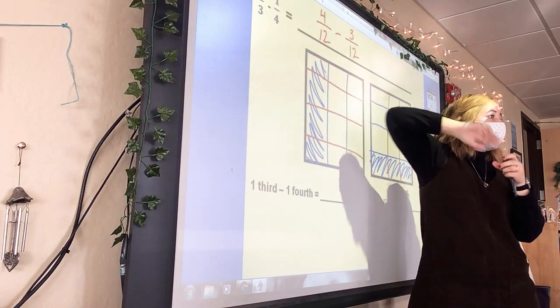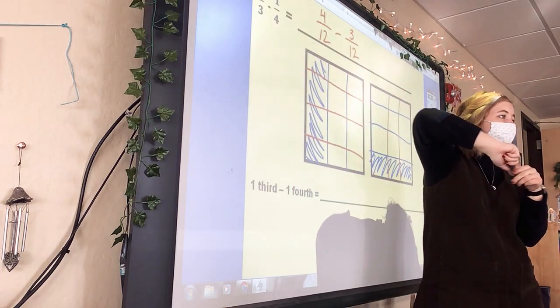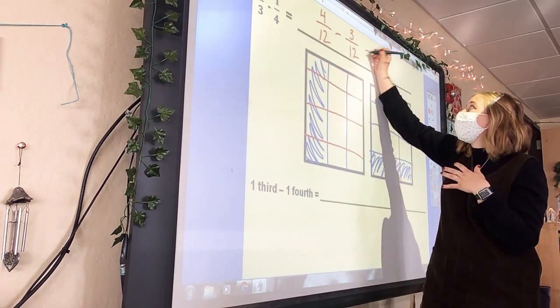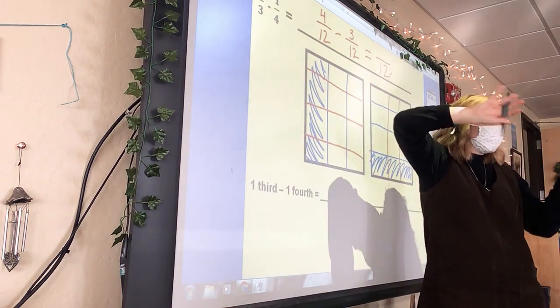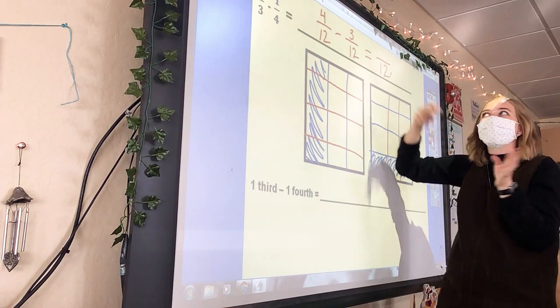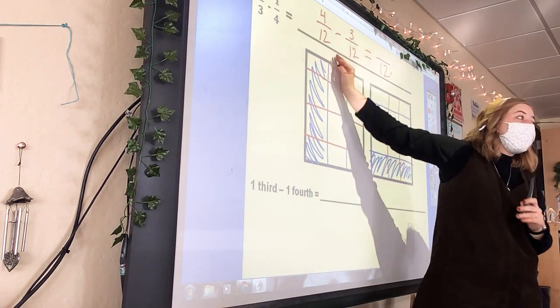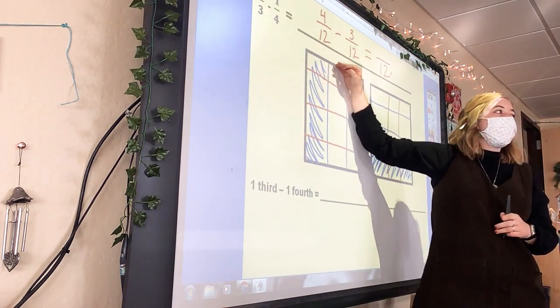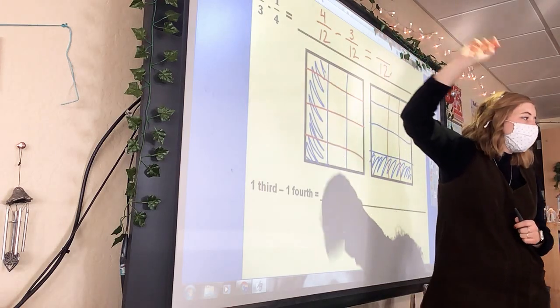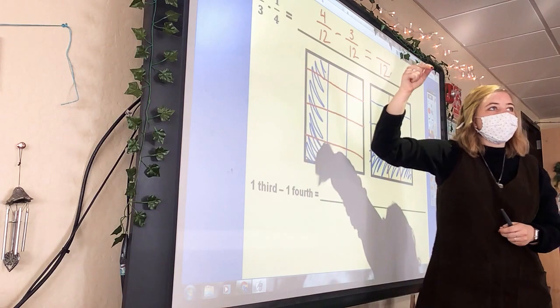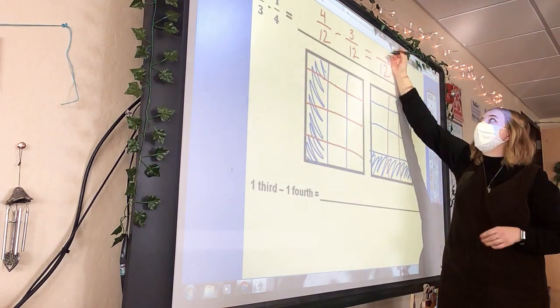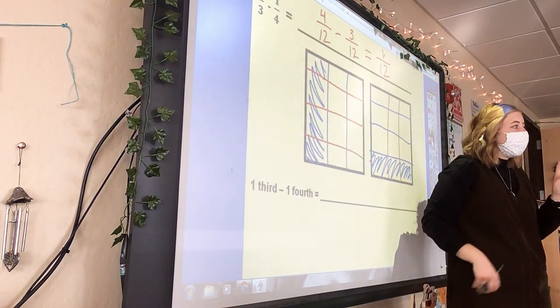The denominators still stay the same, okay? So 12ths are still going to be the unit. We changed everything to 12ths, so they don't change back to anything else, or they don't become 0 or anything like that. Just like adding, we have to subtract the numerators, the top numbers. So class, what's 4 minus 3? Ready? Go. 1. So our answer is going to be 1/12, okay?